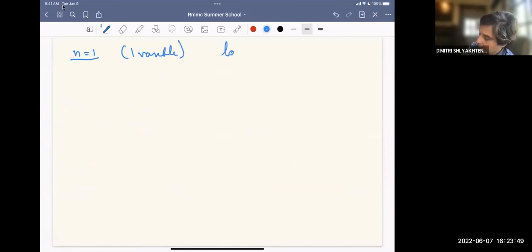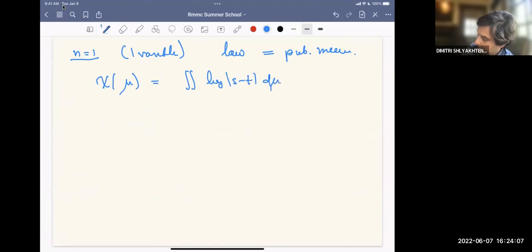in that case, the law is the same thing as a probability measure. And then chi of a probability measure mu ends up being the logarithmic energy of that measure plus a universal constant. So this was one of the first results of free probability.